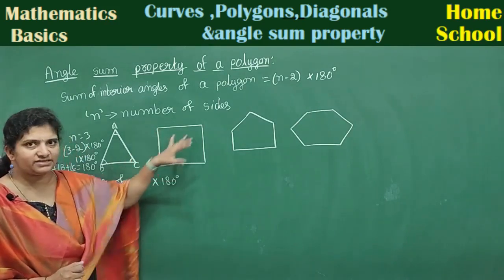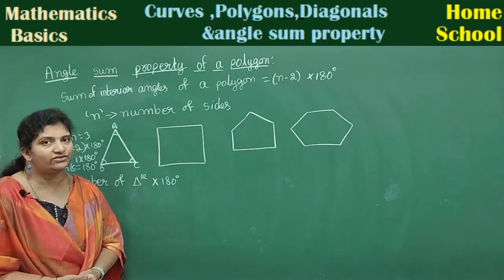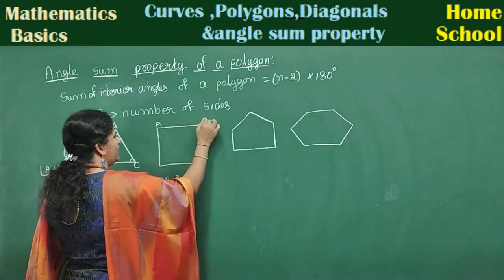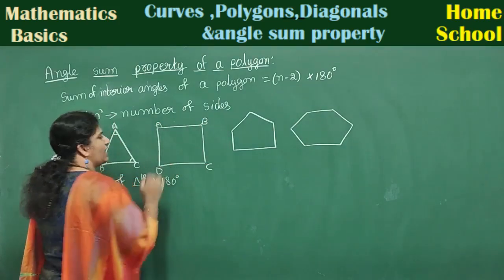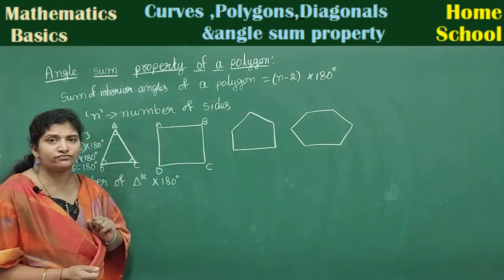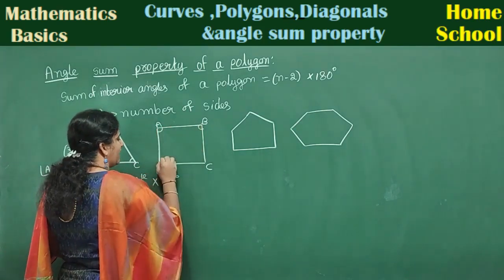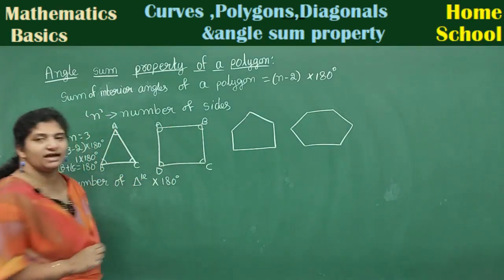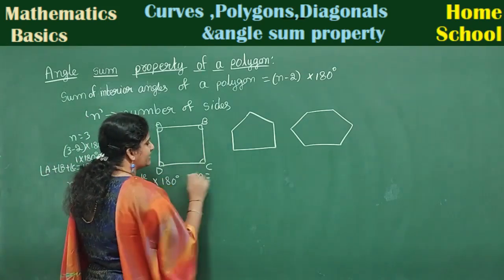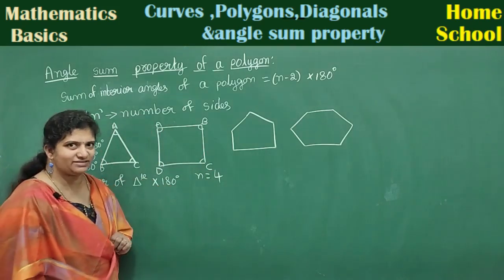Having 4 sides. If it has 4 sides, what is that one? It is a quadrilateral. A, B, C, D is a quadrilateral. What is the sum of interior angles of this quadrilateral? Look here. Angle A plus angle B plus angle C plus angle D is equal to... What is your n value? How many sides do you have? 4 sides.